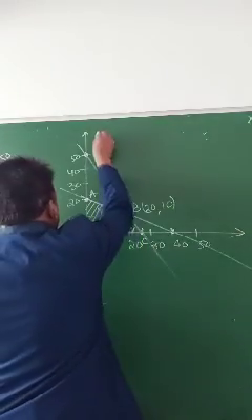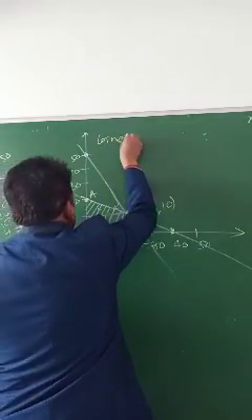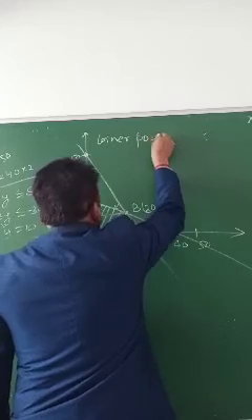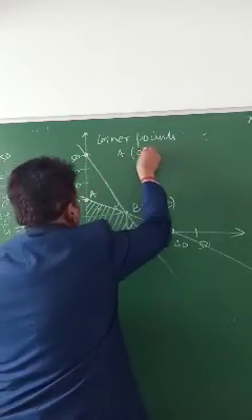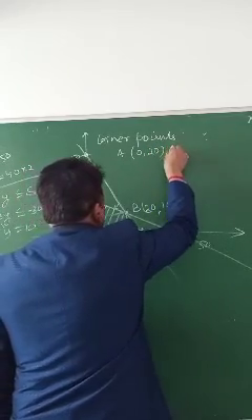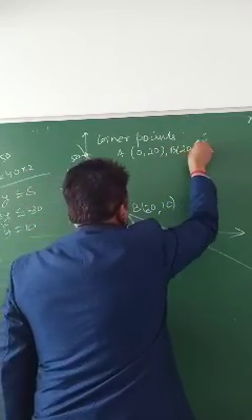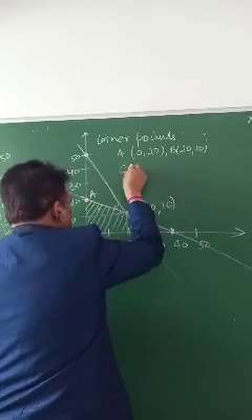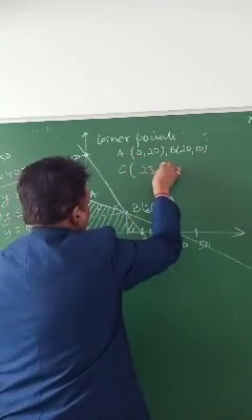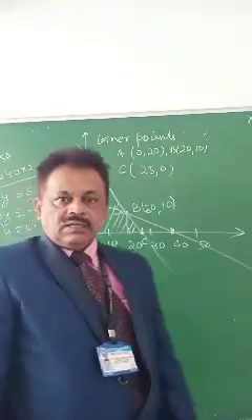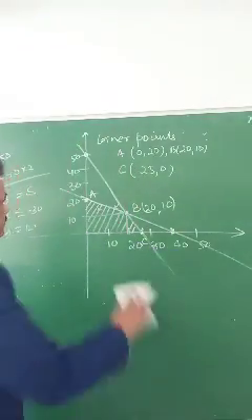So, which are the corner points now? Corner points: A is 0, 20; B is 20, 10; C, this point, is 25, 0. Three points you got. Now make a table of this.